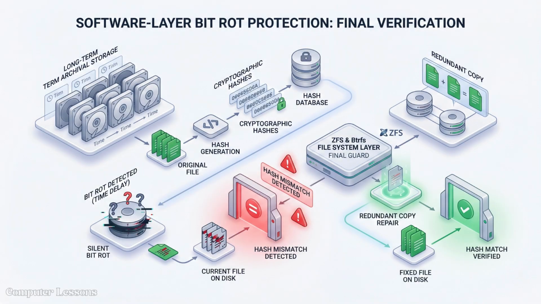Software layer verification acts as the final guard against silent bit rot in long-term archival storage. Systems like ZFS and BTRFS use cryptographic hashes to ensure that the file on disk is identical to the original. If the hash does not match, the file system uses a redundant copy to fix the disk.